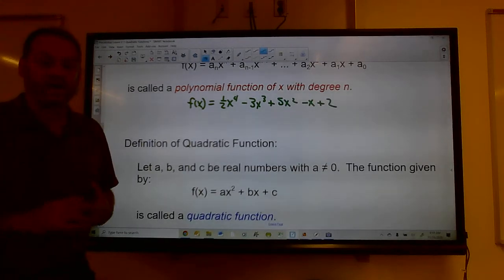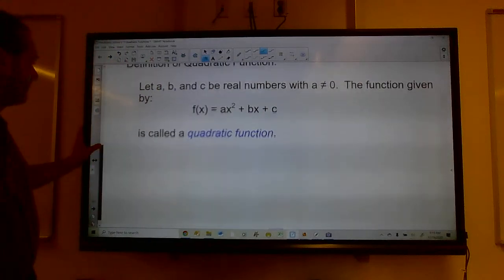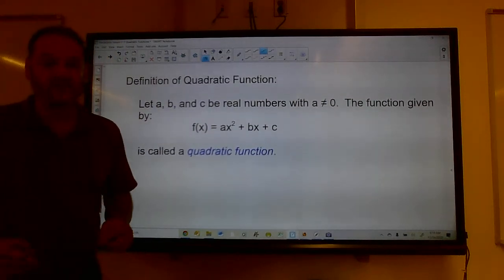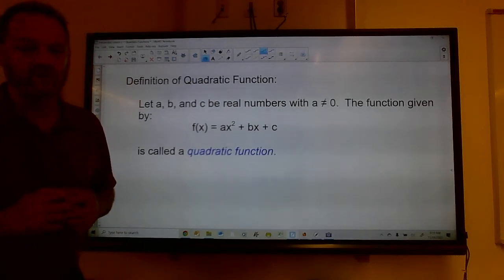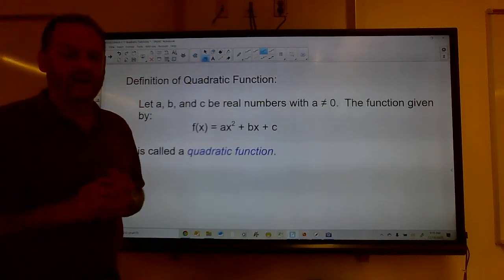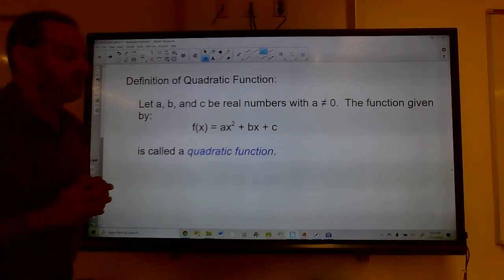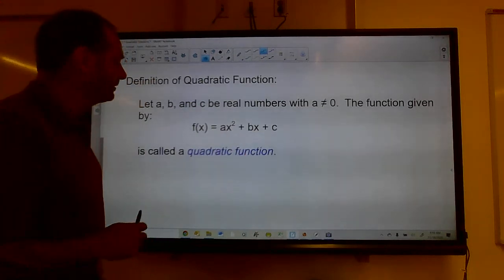Okay, definition of a quadratic function. Let a, b, and c be real numbers with a not equal to 0. The function given by f of x equals ax squared plus bx plus c is called a quadratic function. Okay, this is a parabola.